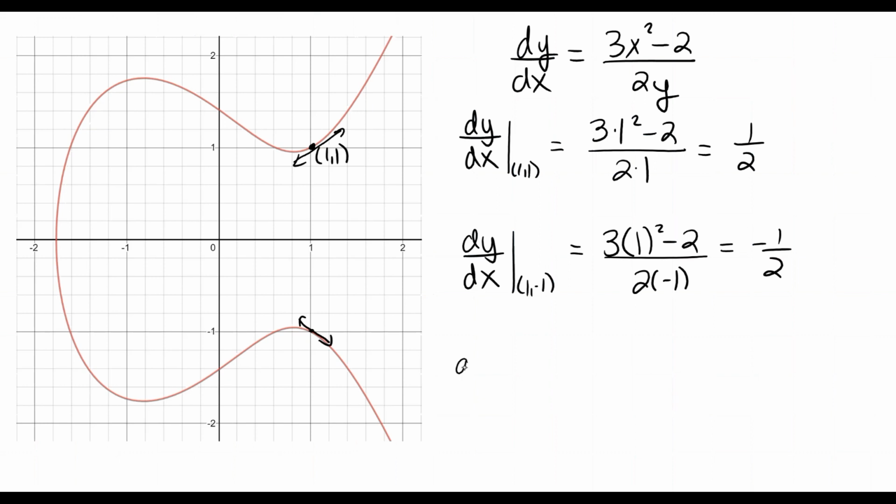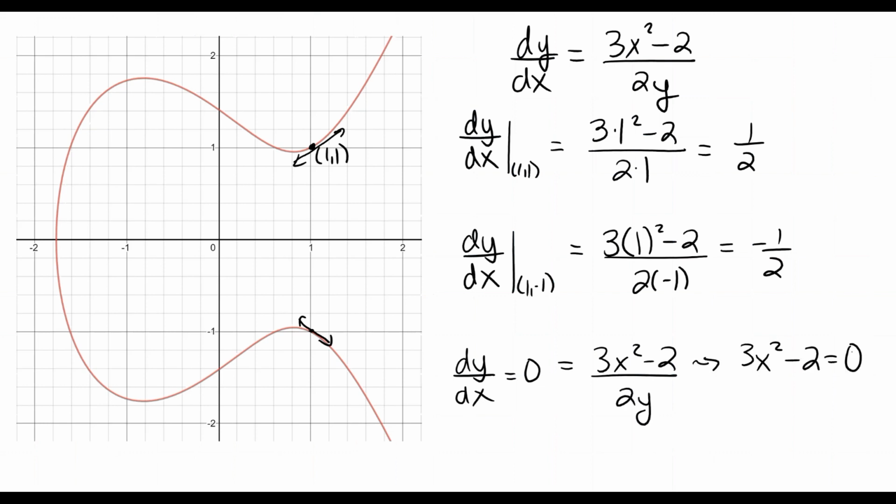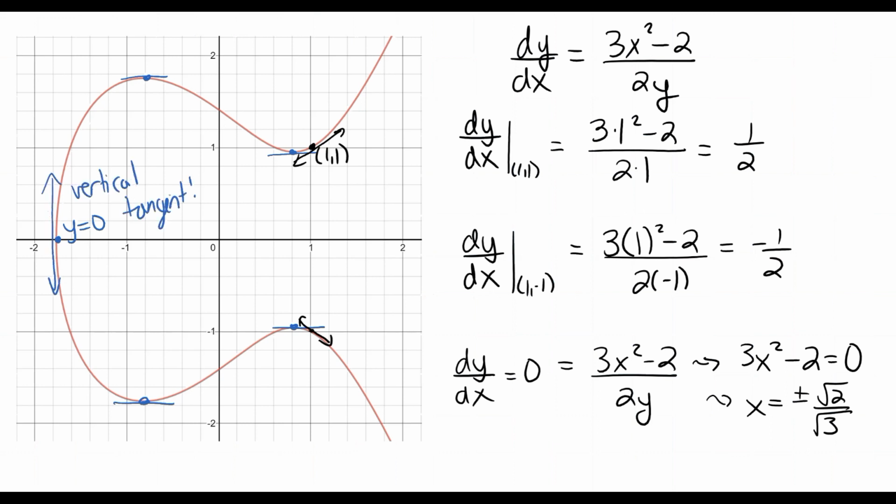We can also find where the tangent line is horizontal by setting the derivative equal to 0. This would happen if the top is 0, which occurs when x is equal to plus or minus square root of 2 divided by square root of 3. Notice that there are 4 points on this curve with these x values. Finally, notice that when y equals 0, we get 0 in the bottom of the derivative, so it's undefined. Notice where this is on our curve. It's right on the bold part of the curve, so our tangent line would have to be vertical here.